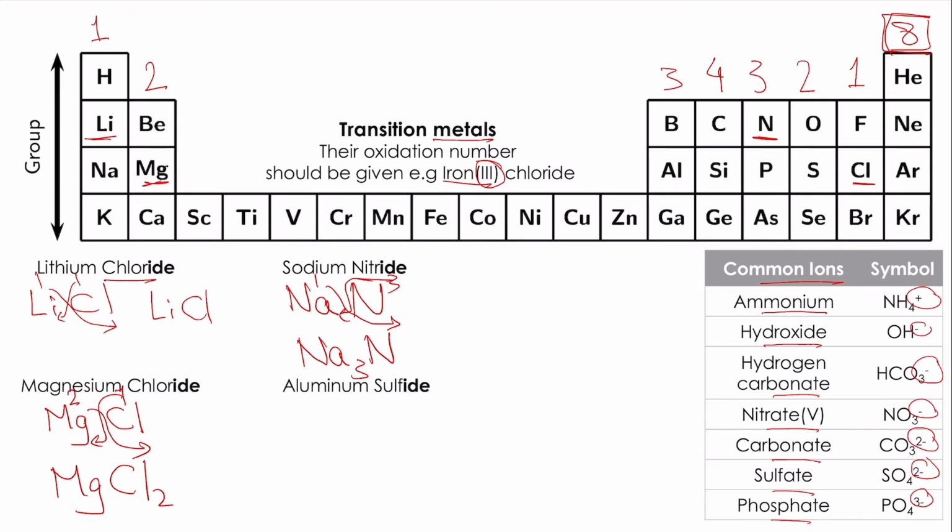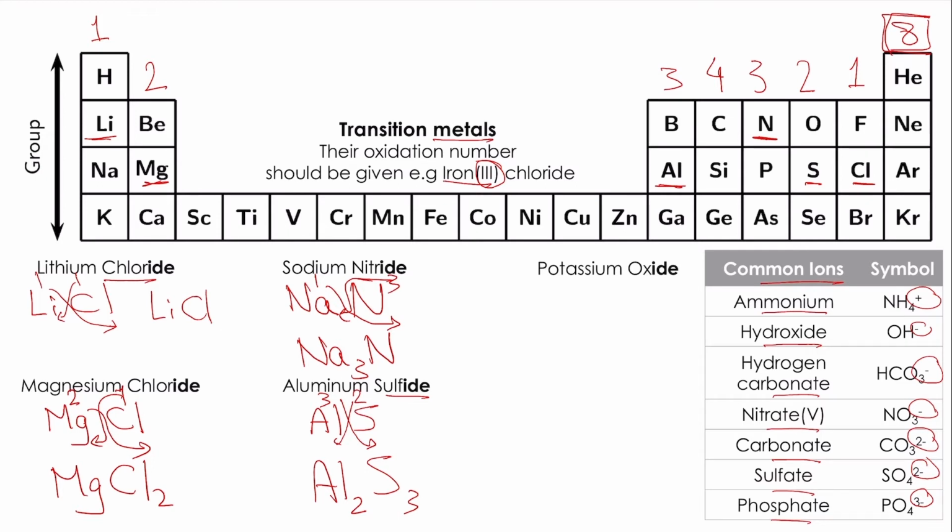Aluminium sulfide. So we have Al and sulfide S. Here is Al, group 13, so 3. Sulfide is here, group 16, so it's 2. Now exchange the valencies. So it's Al2S3. Very easy. More examples.